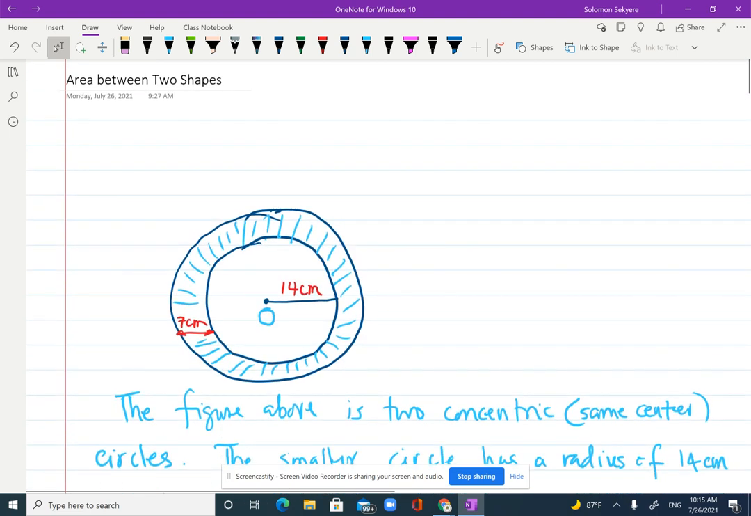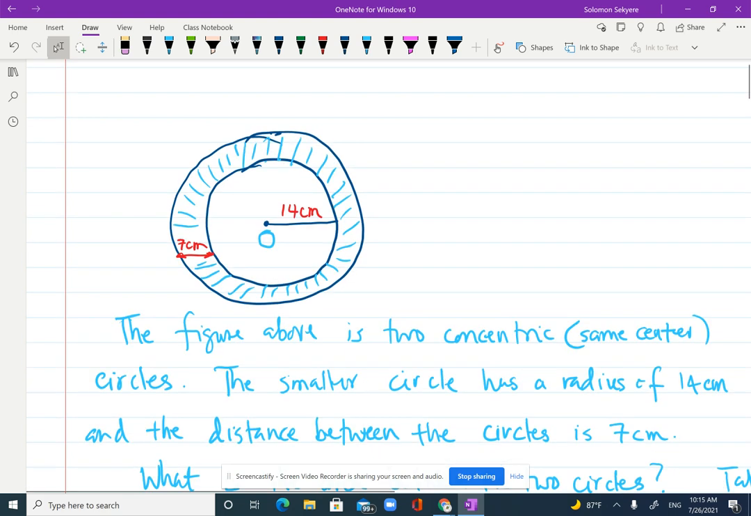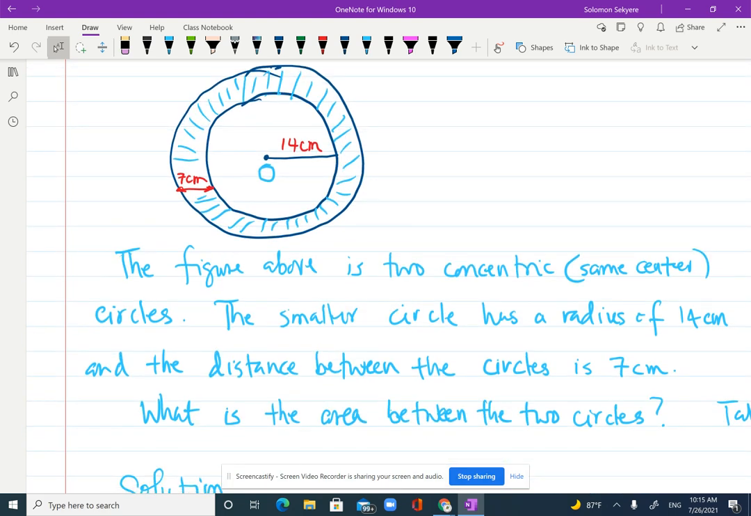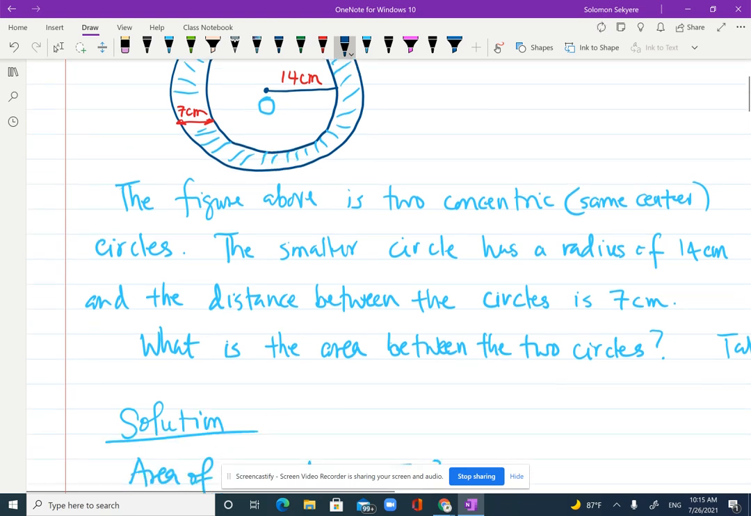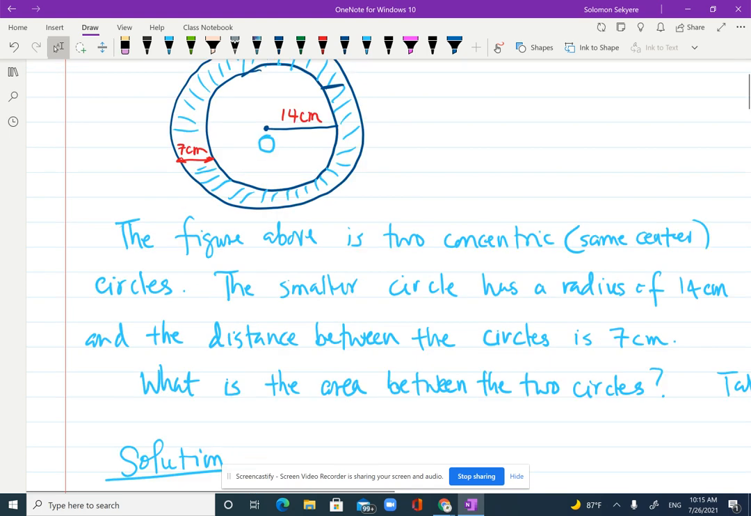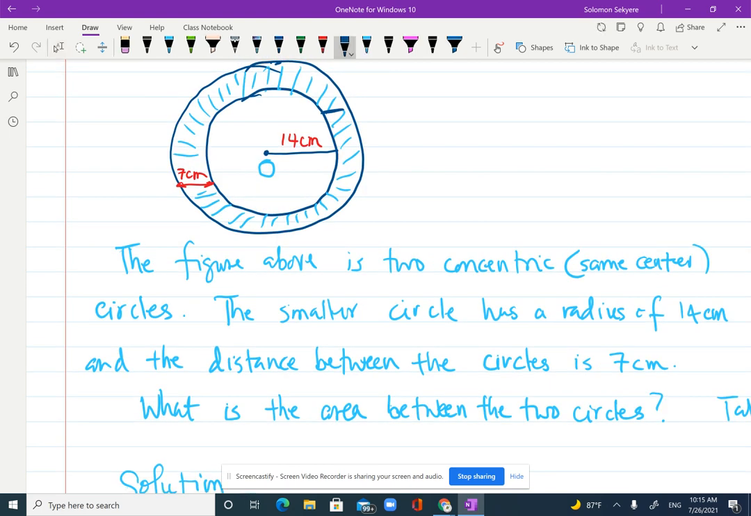Today we're still on circles and areas between shapes. Okay, so here, pardon my drawing, but this is a figure of concentric circles. That means they have the same center. The radius for the smaller circle is 14 centimeters, and the distance between the two circles is 7 centimeters. Your task is to find the shaded area between them.